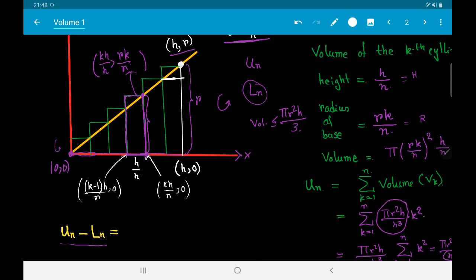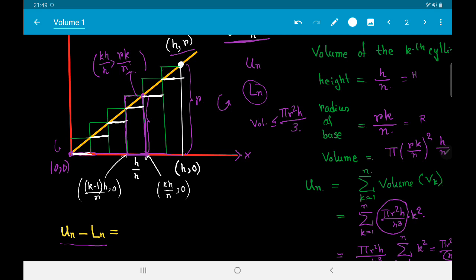So ln is given by the small rectangles. If we consider the small rectangles, the network that we get, if we rotate this about the x-axis, we are going to get the network of smaller cylinders, which is just inscribed inside our cone, and the volume of this network is going to give us ln. And so what is un minus ln?